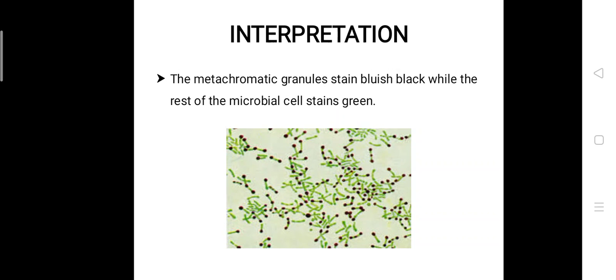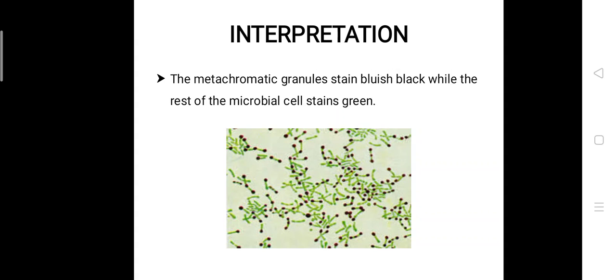So let us see the interpretation or result. Here, the metachromatic granules stain bluish black, while the rest of the microbial cell stains green. So if Corynebacterium diphtheria is present in the sample, it will appear green in color and rod shaped, arranged at an angle to each other and resembling the Chinese letter L or V, with a uniform arrangement along with the bluish black metachromatic granules at the pole.